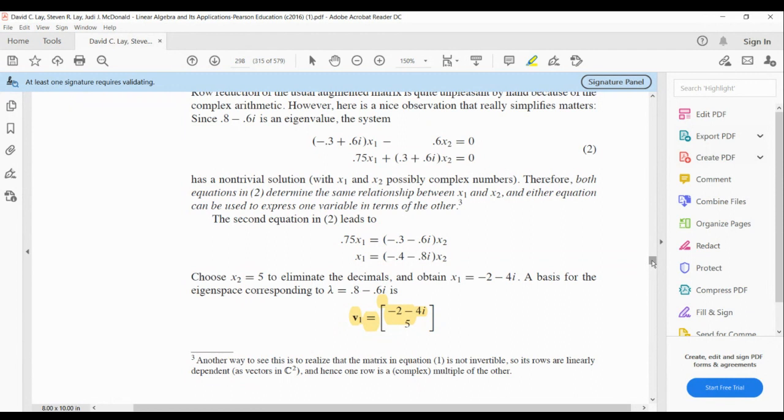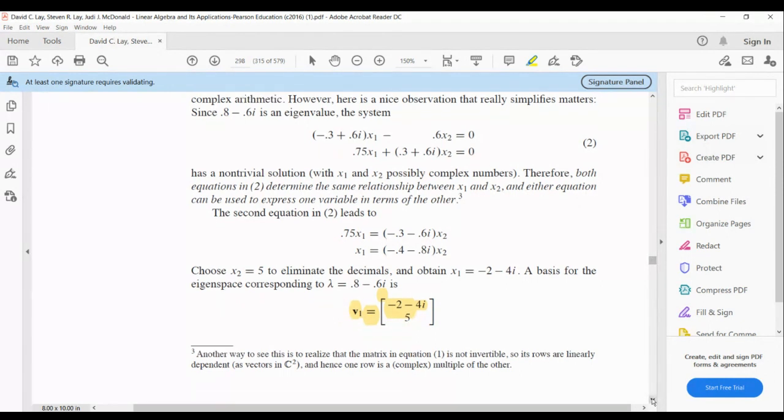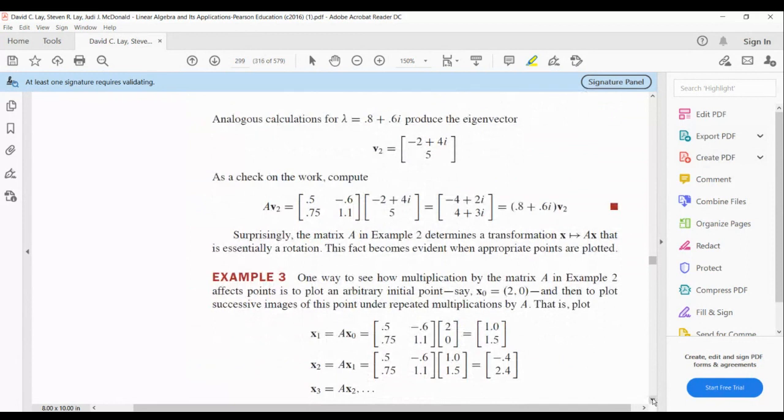There are going to be tremendous advantages and benefits to writing your eigenvectors in a nice way. Okay, so I want to stop the recording here for section 5.5. I think we're good.